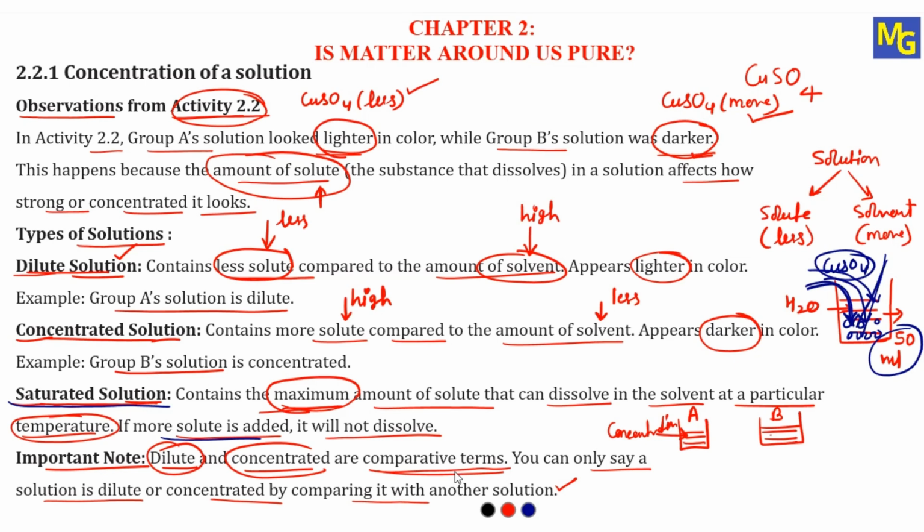There is no fixed number for dilute and concentrated. Both are used as comparative terms. So this was the important note on this page. Now we will move on to the next.